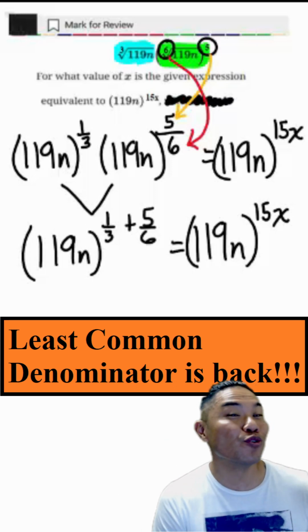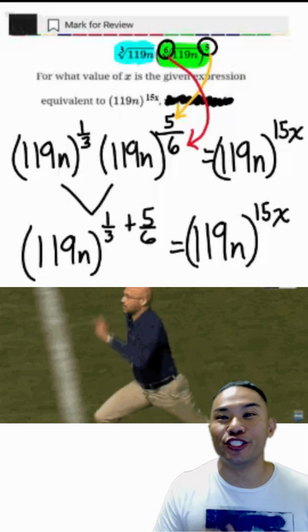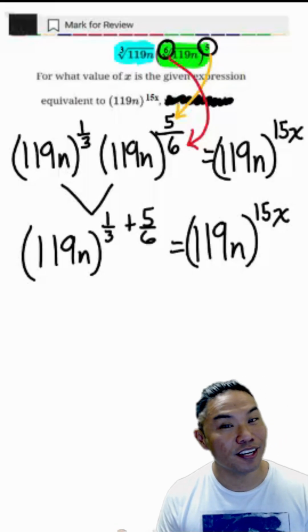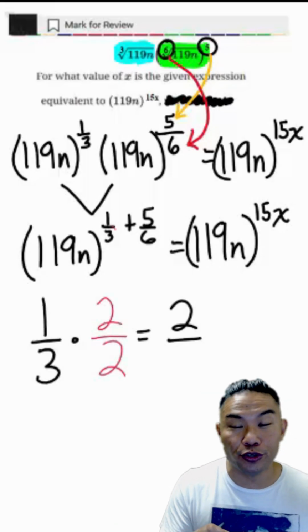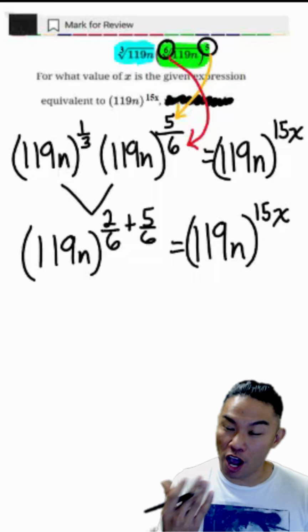Yes, this is a rudimentary skill from elementary school, so they're really just trying to test your endurance on this part. The least common multiple between 3 and 6 is simply 6, so I'm going to scale 1/3 by 2, giving me 2/6. Finally, we add the numerators with the denominators staying the same.